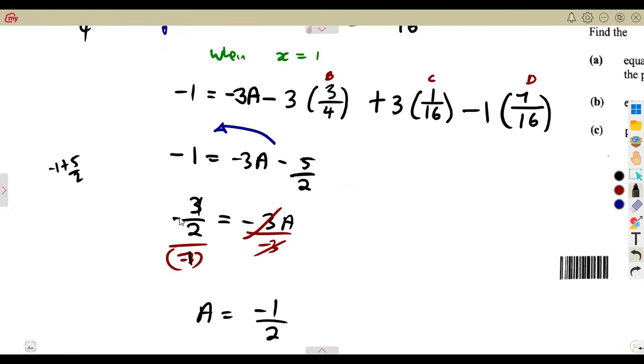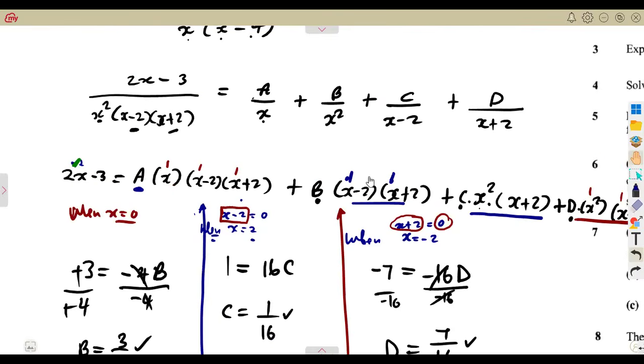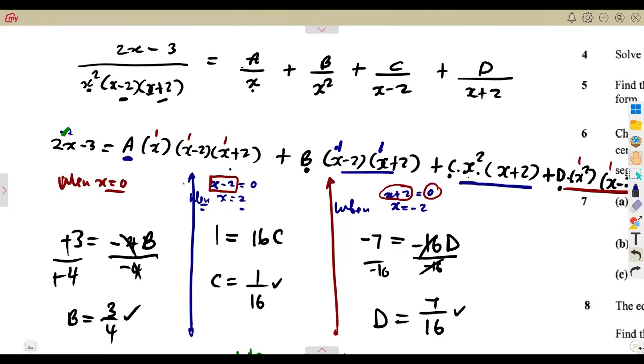This and this can cancel. That will be negative 1 over 2. Remember, we have got a negative there. So that is our A. In that case, we have our B, we have our C, we have got our D. So this is it, you're going to substitute. I'm just going to erase here because we saw how to calculate this, no problem.